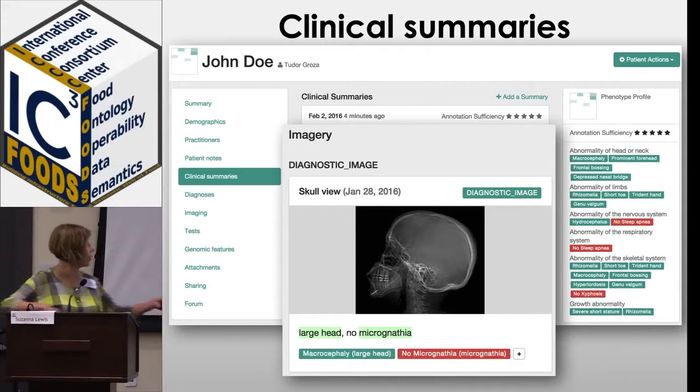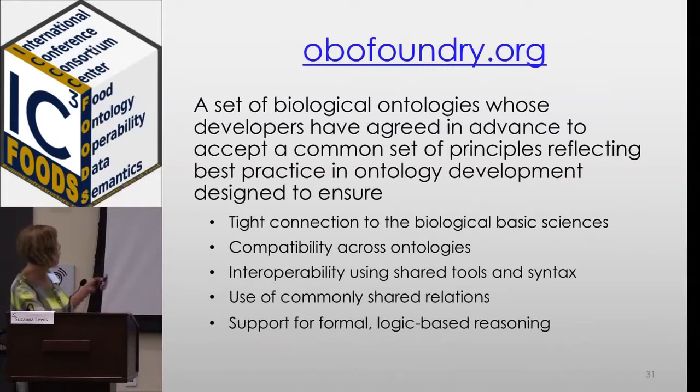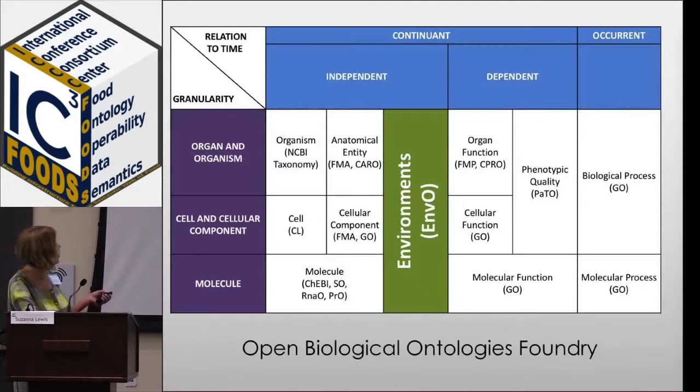So here's the OBO Foundry. It's a family of ontologies that are designed to work together. It's basically a tight connection, compatibility, interoperability, shared relationships. That's a big one, because that's what's used for the inference and to support logic-based reasoning. If you look across the top, we have things that continue and exist over time, like the table is a solid thing. So we have those that are independent. You have dependent, like organ function can't exist without an organ to function in.